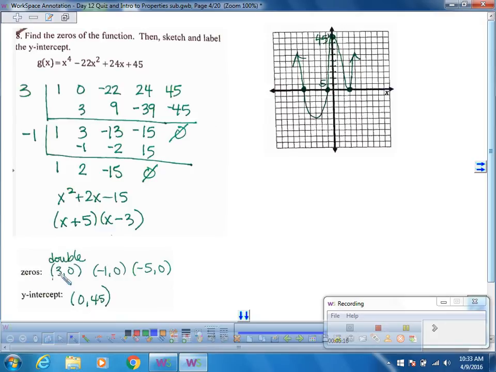So here are our zeros. 3, 0, it's a double root. -1, 0, -5, 0, and the y-intercept was 0, 45. Your graph should look like this. It's like Miss Viz on her key here, she was counting by 5s.